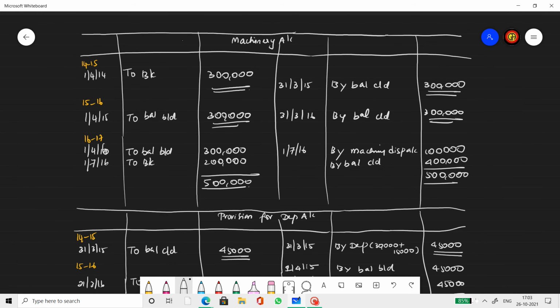Now let us prepare the machinery account and depreciation. We start by preparing the machinery account. The opening balance, that is in the year 14-15, we bought a machine totally for 3 lakh. Though in the working note we separated one-third and two-third, here we can record it as a single purchase. To bank 3 lakh. There is no other transaction in that year other than one purchase. So the purchase is recorded and then the account is balanced. Closing balance is 3 lakh, which forms the opening balance of the next year.